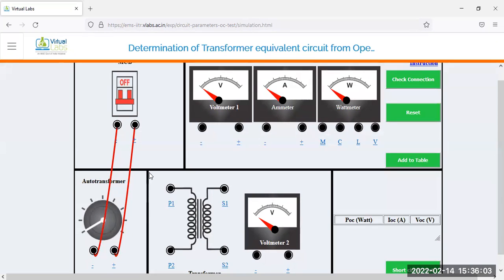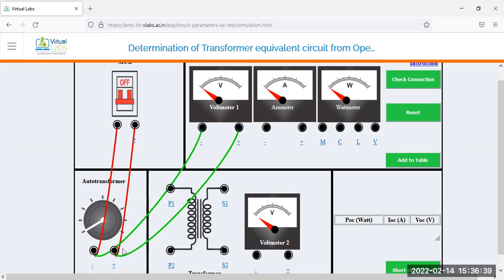Next our concern is measurement of this voltage with the help of a voltmeter. You will find one voltmeter here. Connect it in parallel across this auto transformer. The positive polarity of this voltmeter you will put here, that means click and drag to this point. Similarly, connect the negative polarity of this voltmeter to the negative point of this auto transformer.